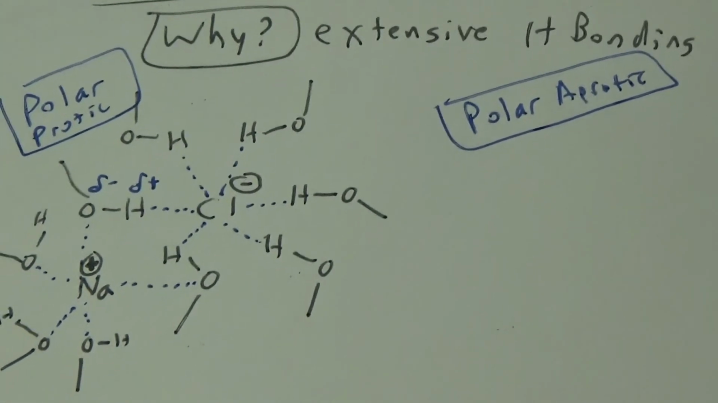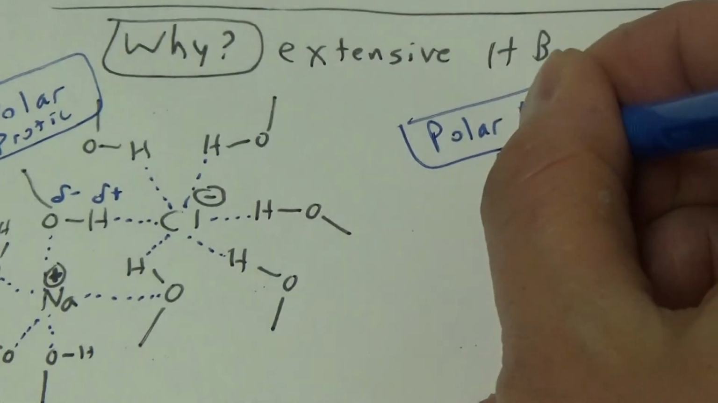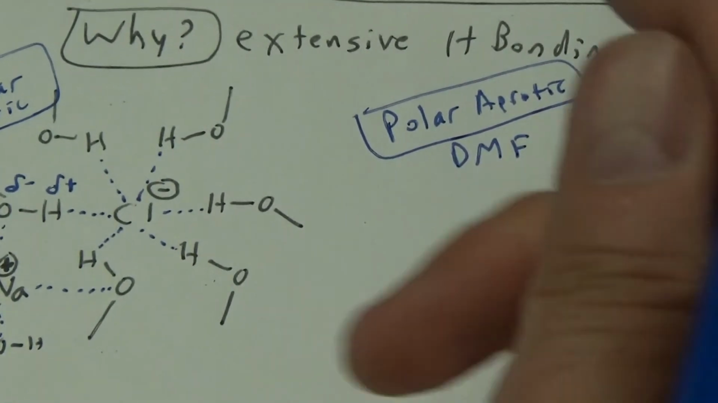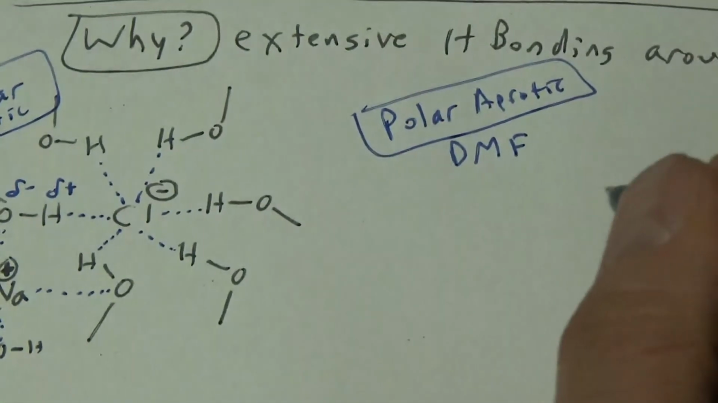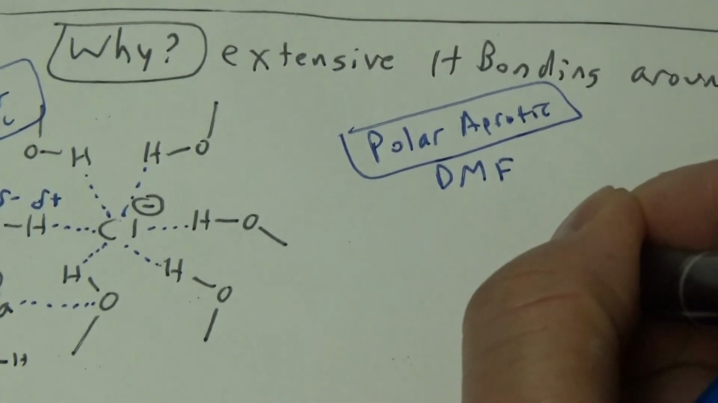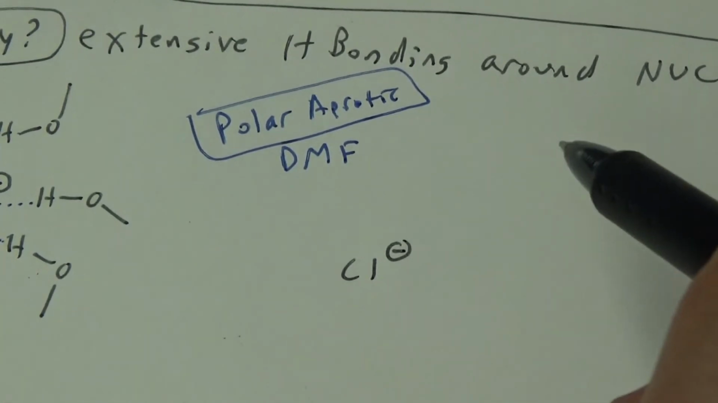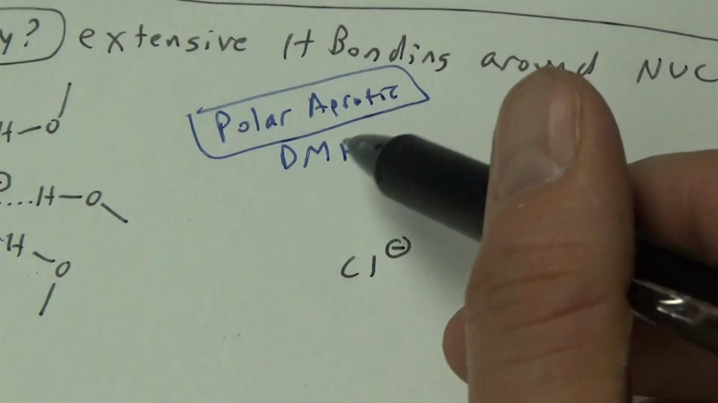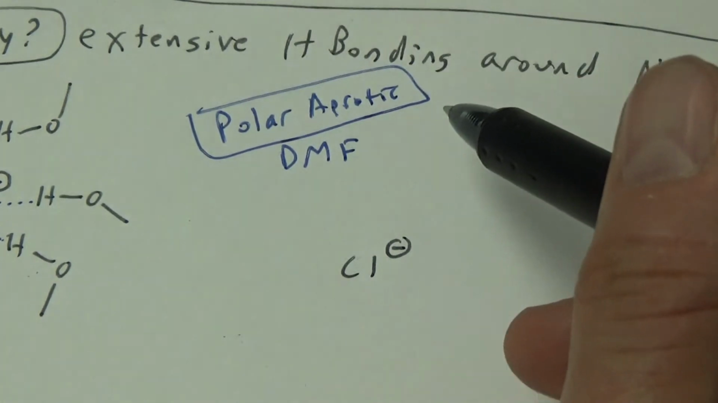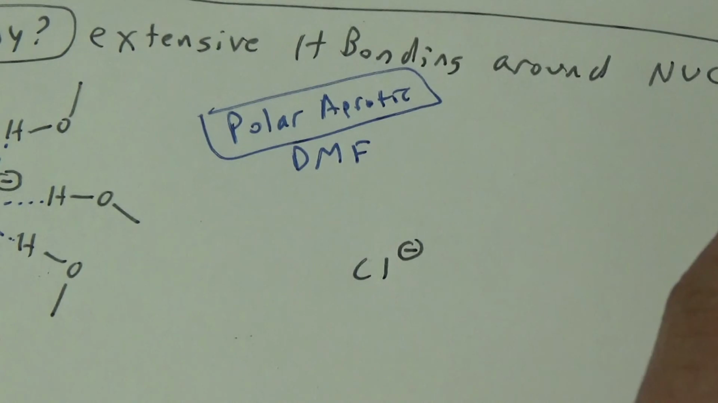Now, polar protic, polar aprotic, like DMF. So now we have the chloride, Cl minus, the good nucleophile that we want to use. Well, with a polar aprotic solvent, we don't have all those hydrogen bond donating protons around, right? There are no acidic protons that could react or interact with Cl.